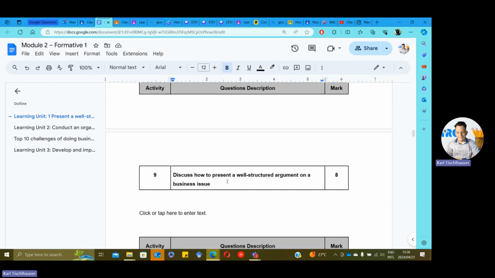Activity 9 says discuss how to present a well-structured argument on a business issue. We've discussed building a well-structured argument in general.